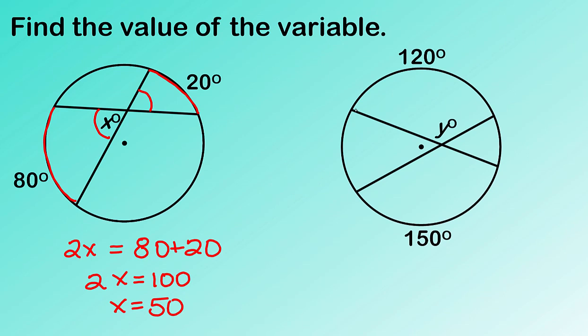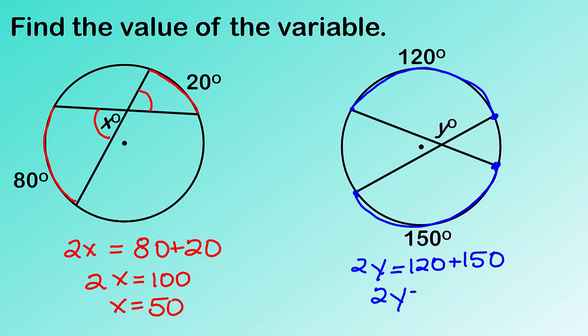Let's look at y. I have these two arcs now. Okay, so I'm going to say that 2y is equal to 120 plus 150. 2y is equal to 270, or y is equal to 135.